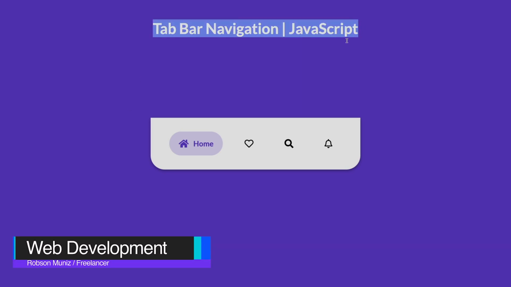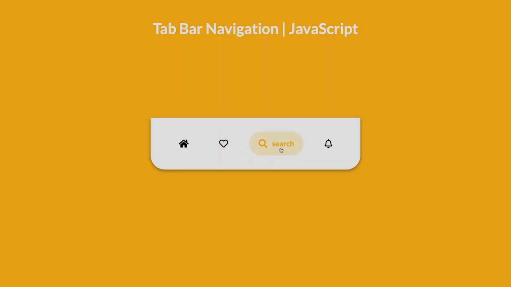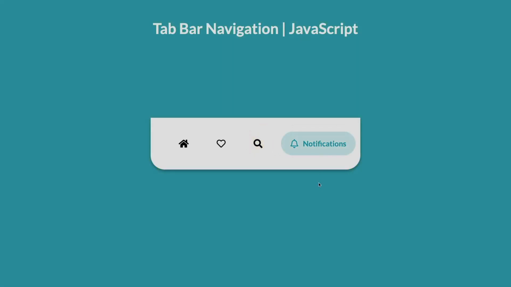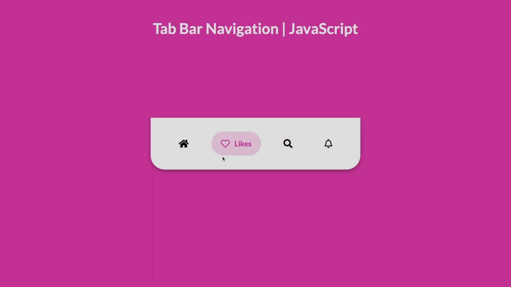In today's episode, we are gonna create from scratch, step by step, a tab bar navigation. It appears on the bottom and sometimes on the top of the screen, and it lets people quickly switch among different sections of our page. In our case, it will change just the background color. But of course, you can use it to change any content.